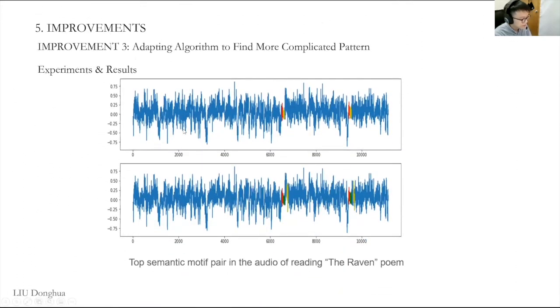Then I will choose an example to illustrate the performance of this improvement. The data is from a recording clip of reading the famous poem The Raven. Actually, if you have ever read this poem, you will find that there are a lot of higher frequency phrases. We use both the original algorithm and our 3-part algorithm to find some motif pairs from the audio data and observe the difference. From this figure, we can see that compared with the original algorithm, our improved algorithm finds an additional suffix which is marked in yellow.